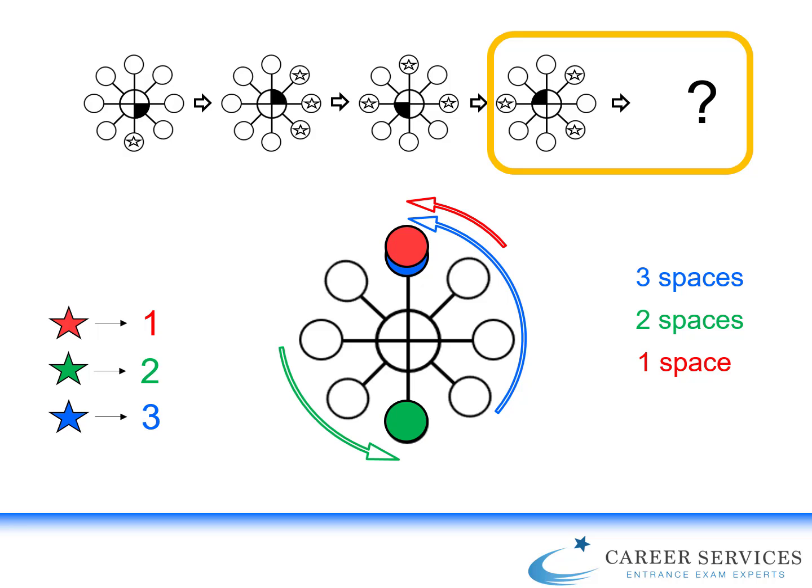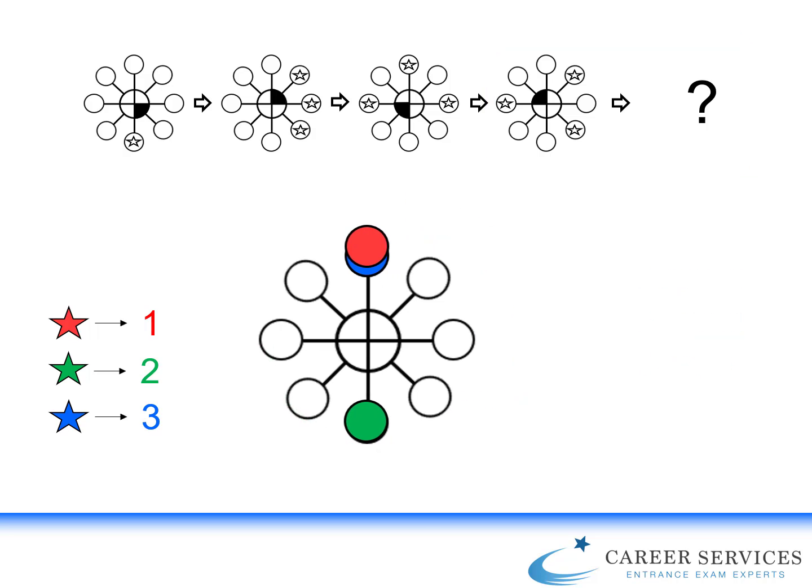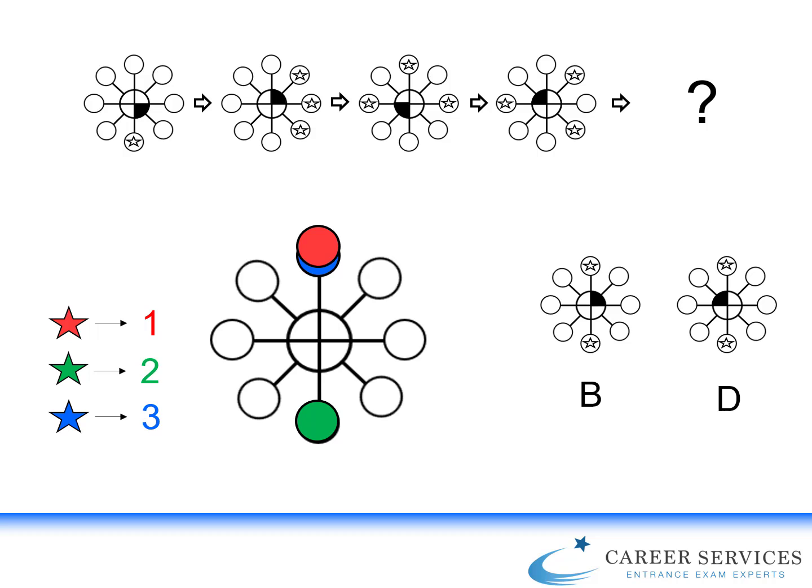We can see that the blue star is already at the top. The red will also be at the top. So it will appear like there is only 1 star at the top of the solution, when in fact there will be 2, one on top of the other. This leaves us with possible solutions B and D.